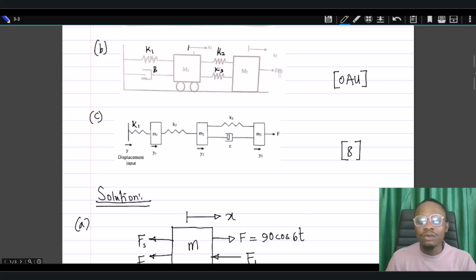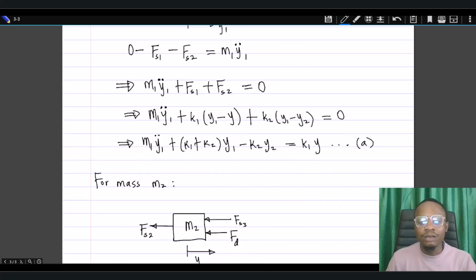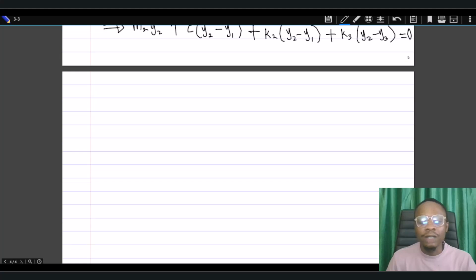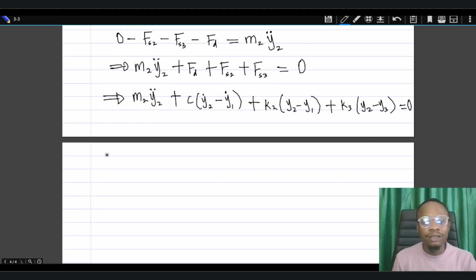So that is that for the second mass, and we can tidy that up even further. This would give us m2 y2 double dot, then plus c into y2 dot minus y1 dot. Let's leave that as it is. We can just multiply that out. So this is going to be c into y2 dot, then minus c into y1 dot.